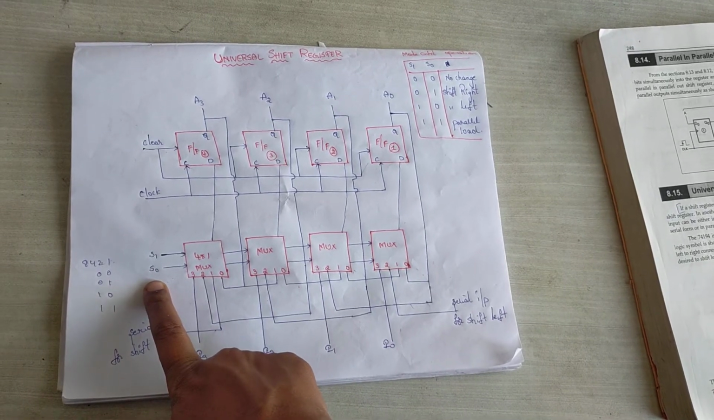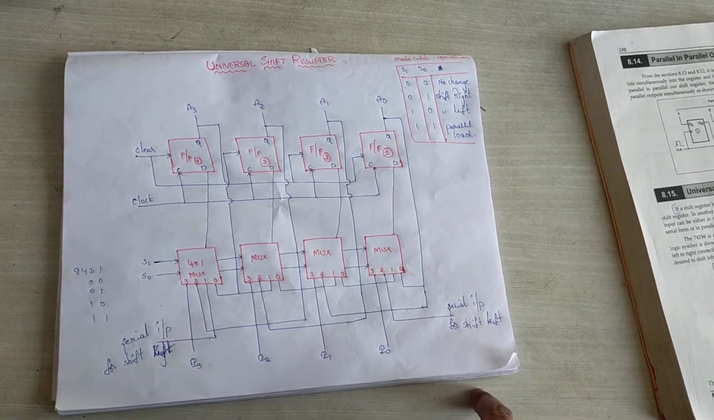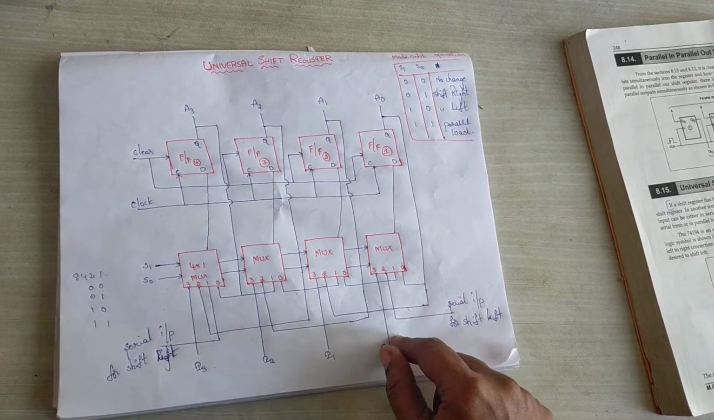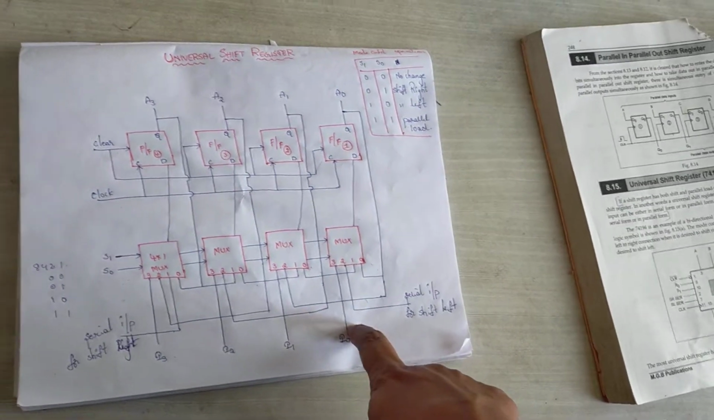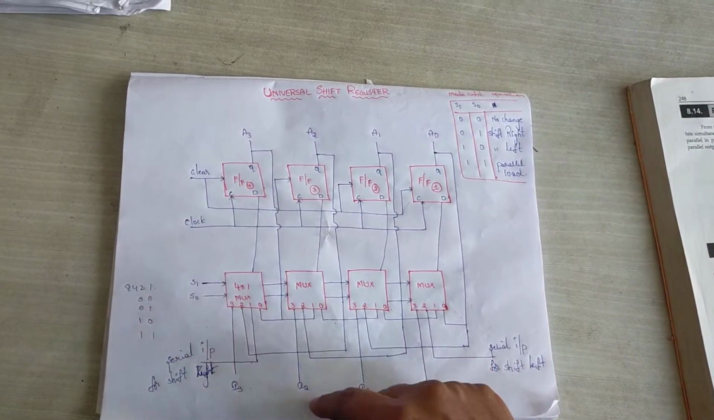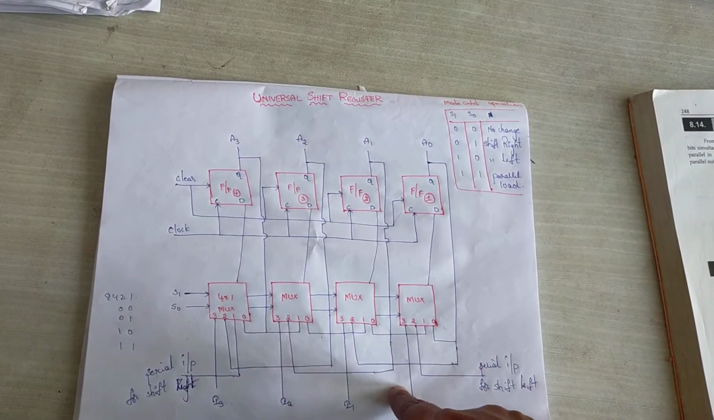And the next one is parallel load control. These are the parallel load control. If these are enabled, it performs parallel load transfer into this mux. Parallel inputs are transferred into mux.